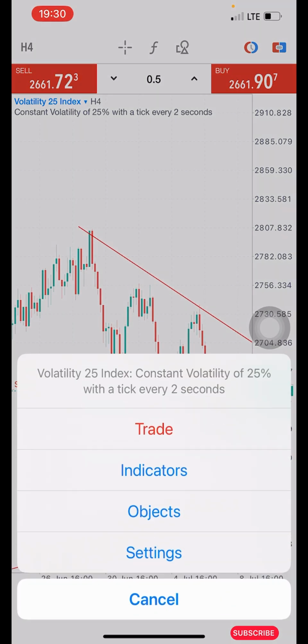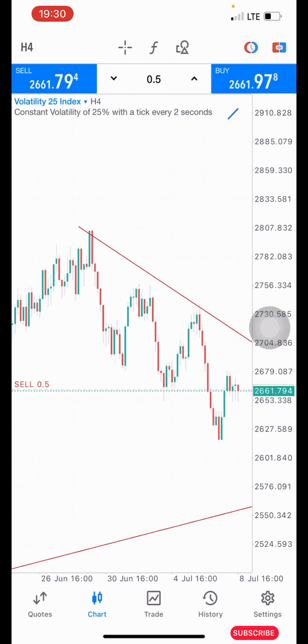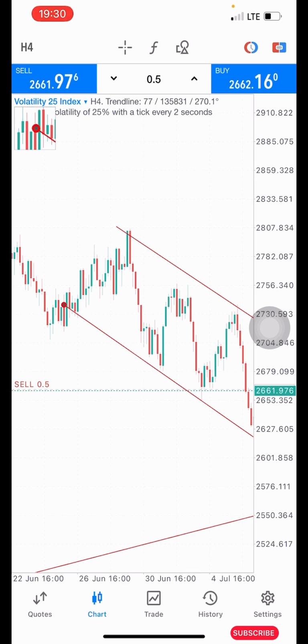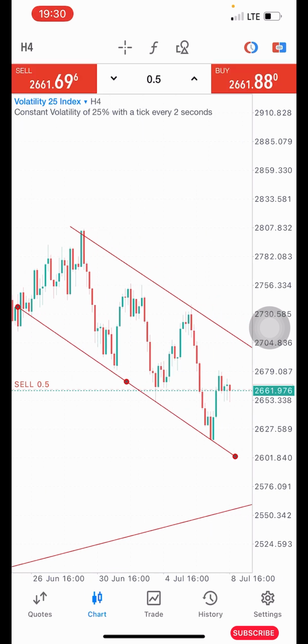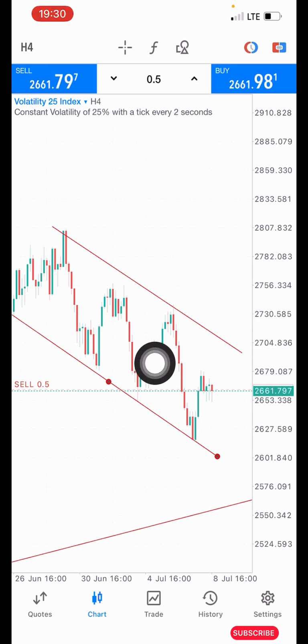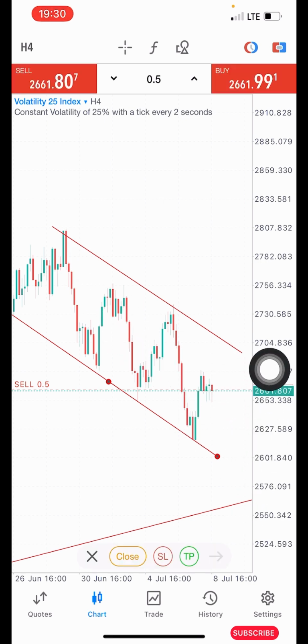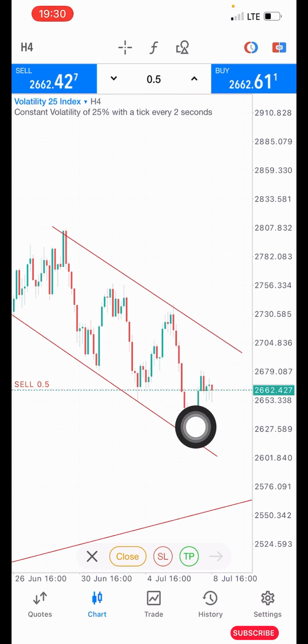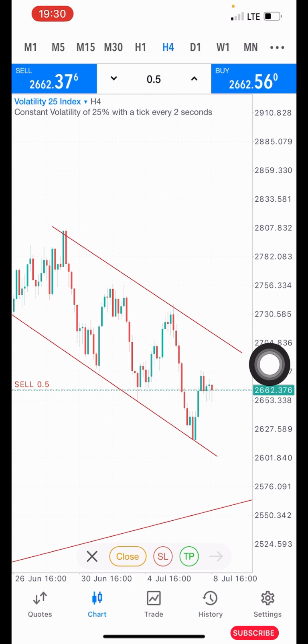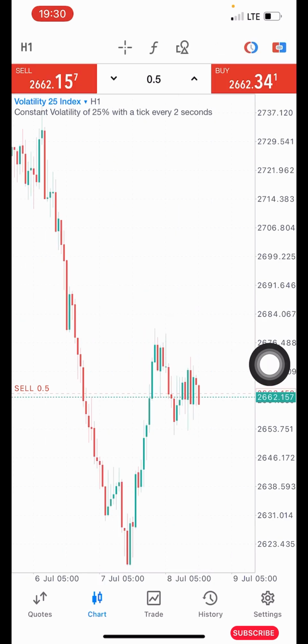Also you can see there is a support area here that is bouncing price to the upside. So this is kind of a channel that price is moving within right now to the downside. This is why I took that sell entry, because currently I want to be looking for only sell trades in this channel. Right now, let's move down to the 1 hour time frame.